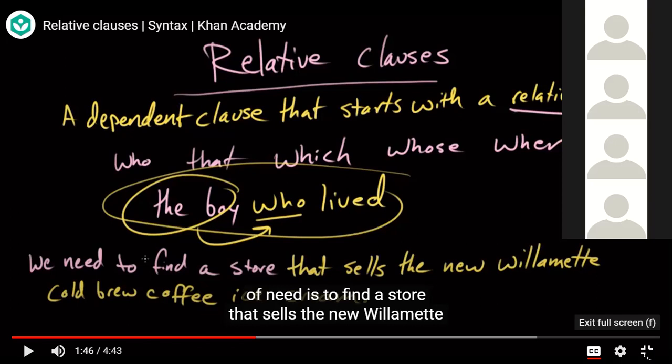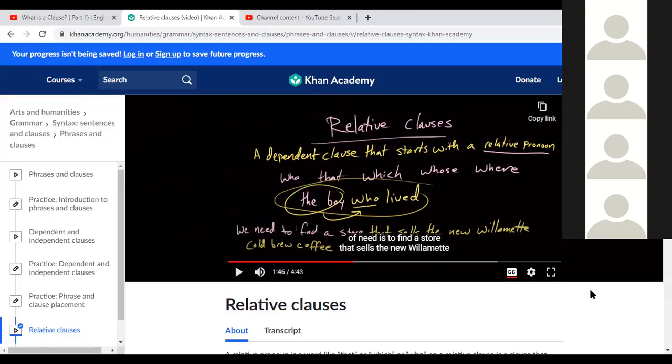It's a complement of the sentence. The relative clause is a complement of the sentence. I'm describing the store that I want to buy from. Okay? So it's too easy. We need to find a store. Aha. So which store? Which store? Yalla, who wants to answer me? We need to find a store.